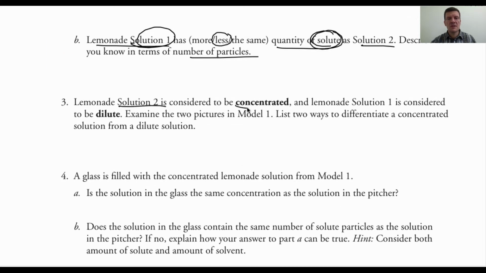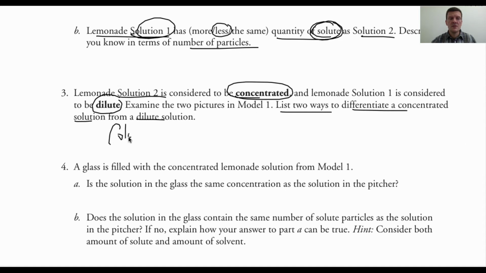Solution 2 is considered to be concentrated, and lemonade solution number 1 is considered to be dilute. Examine the 2 pictures. List 2 ways to differentiate a concentrated solution from a dilute solution. Well, you can look at color.